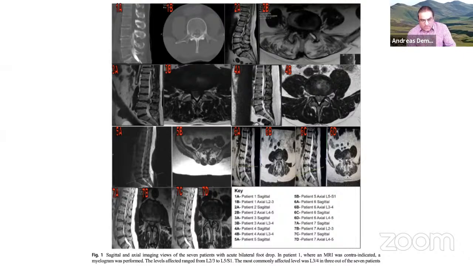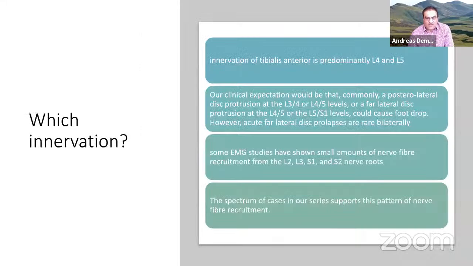I don't expect you to analyze that in detail, but effectively there is a variety of discogenic problems, either in isolation or in combination with pre-existing stenosis that we had in our series. And also you can see that the levels were not only L4-5 or L5-S1 or L3-4. It was quite a variety of levels.